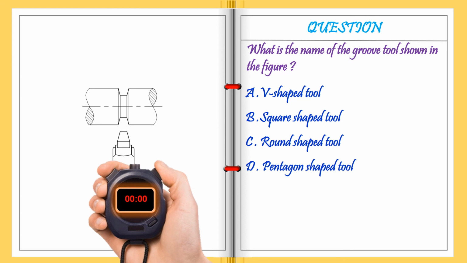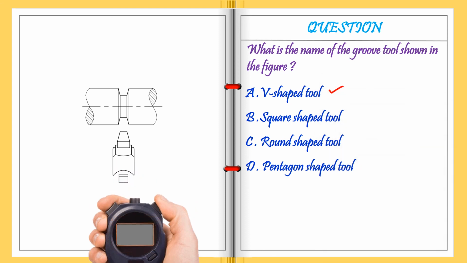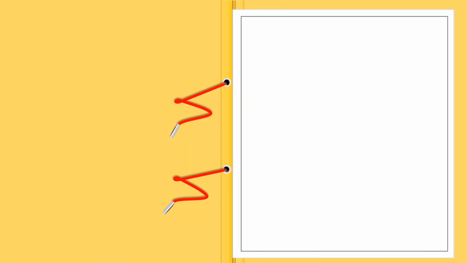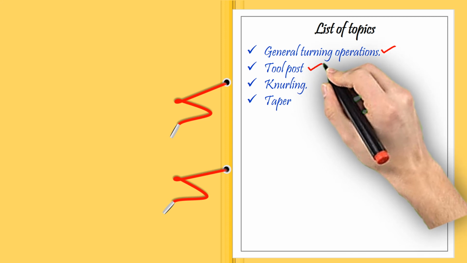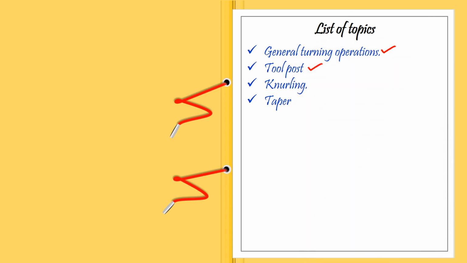I think you are right. The correct answer is Option A, V-shaped tool. I think you have gained plenty of knowledge from today's topic. In today's session we have covered general turning operations and tool post topics. And in our next session let's cover the remaining topics.